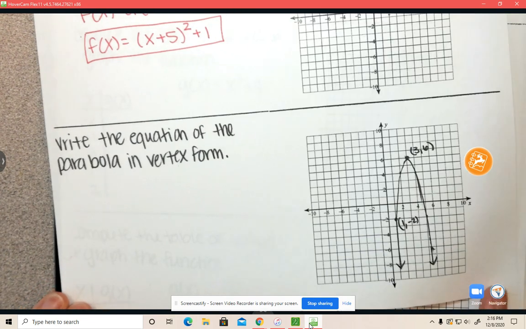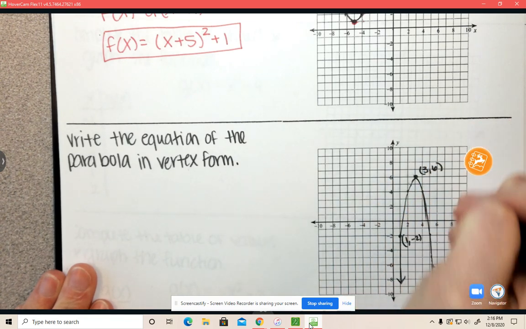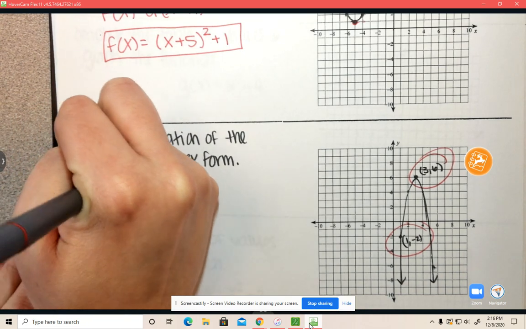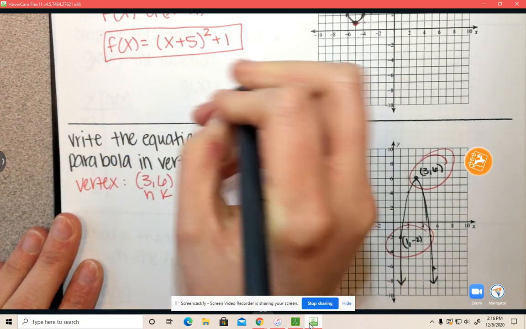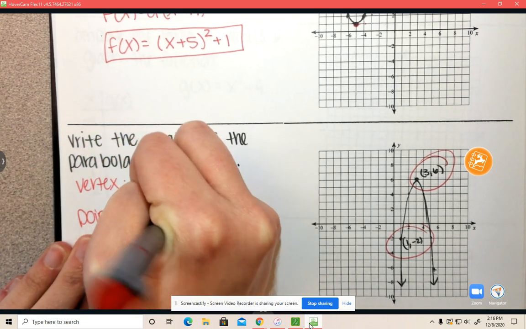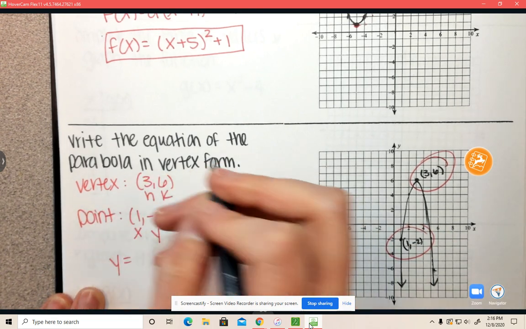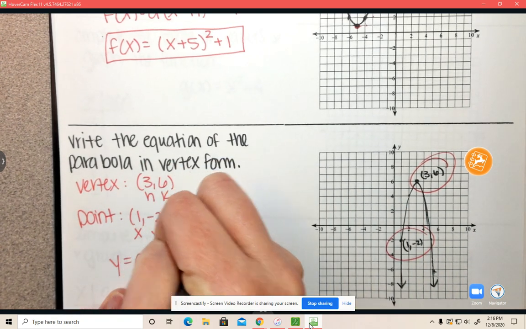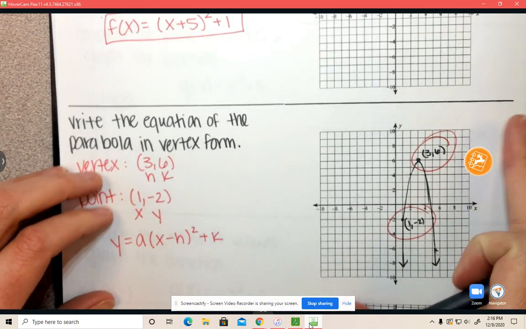Now, we're going to write the equation of the parabola in vertex form. So you'll notice over here on the graph, you're given a parabola, you're given the vertex, and you're given a point. So our vertex is 3, 6. So that tells us h and k. The point is 1, -2. So that tells us x and y. So we're going to use our vertex form. y equals a times (x minus h) squared plus k. We're going to fill in what we know and solve for a.